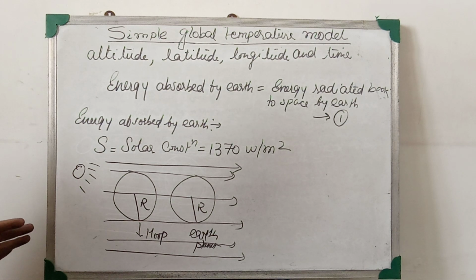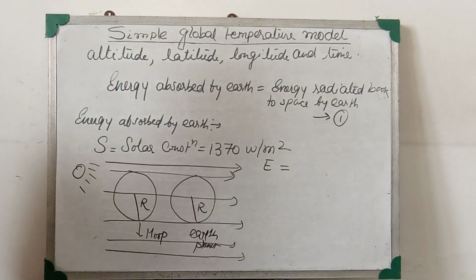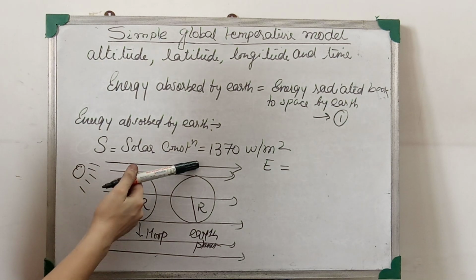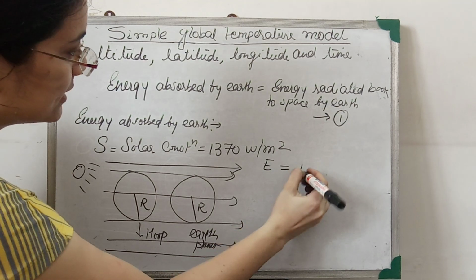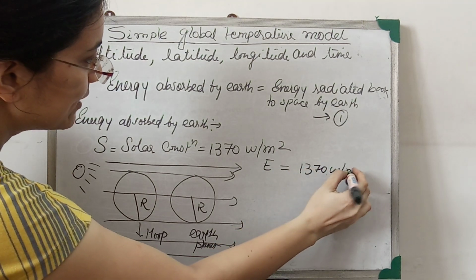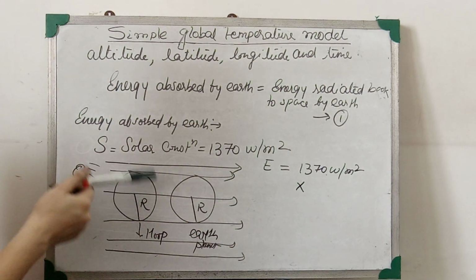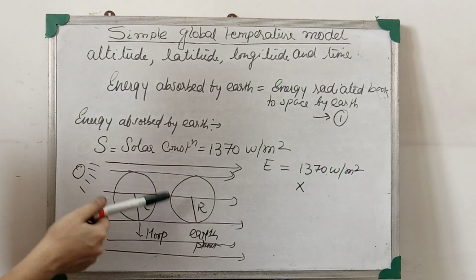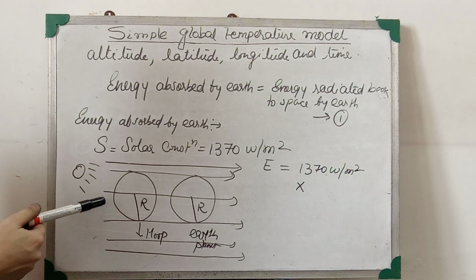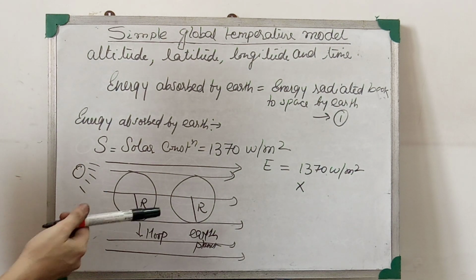So all those radiations which are capable of passing through this circular hoop actually strike over the surface of Earth planet. Now we can calculate the energy absorbed by the Earth. So we can write here the energy absorbed by the Earth must be equivalent to the solar constant, the solar radiation that is coming over the surface of Earth, that is 1370 watt per meter square, into the area of circular hoop. Instead of Earth planet, we are replacing the area of Earth planet by the area of circular hoop, because all the solar radiation which is passing through this circular hoop is actually striking over the surface of Earth.